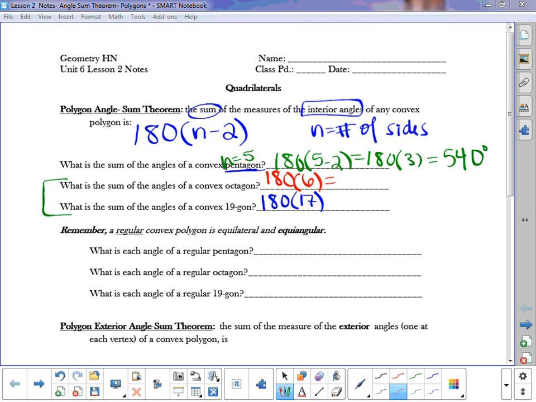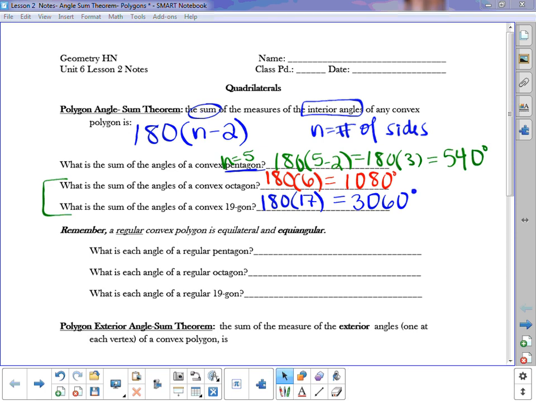Alright, how many degrees are there total inside of my octagon? 1080? Yeah. Awesome. How about the 19 guy? 3,060. 3,060. Do we agree with that? Yeah. I agree with that as well.